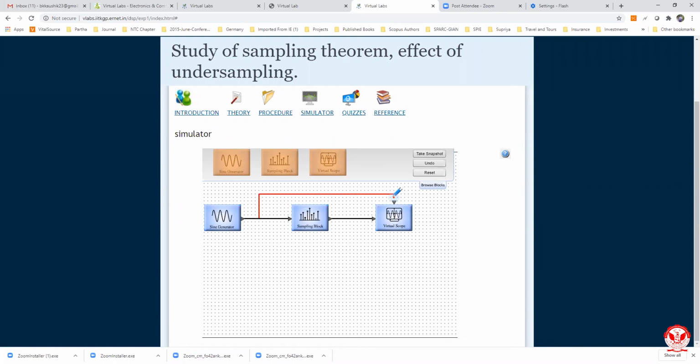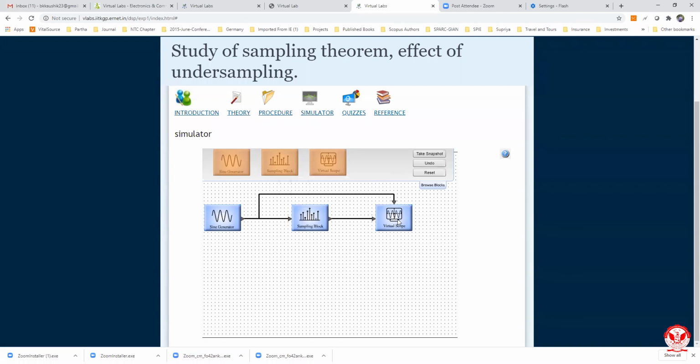Next we move to the virtual scope. As we move to the port of the virtual scope, the area becomes reddish. Then we click again. Now we find all three blocks are connected. The sine generator is sending the signal to the sampling block and simultaneously to the virtual scope. The sampling block is taking the signal from the sine generator and sending the signal to the virtual scope. So the virtual scope has two inputs now. One is from the sampling block, the second one is from the sine generator.